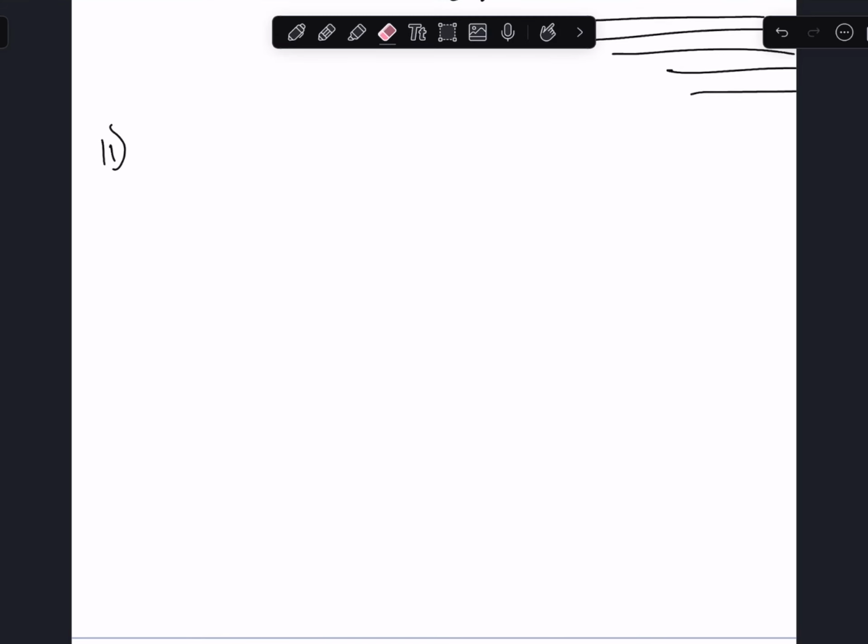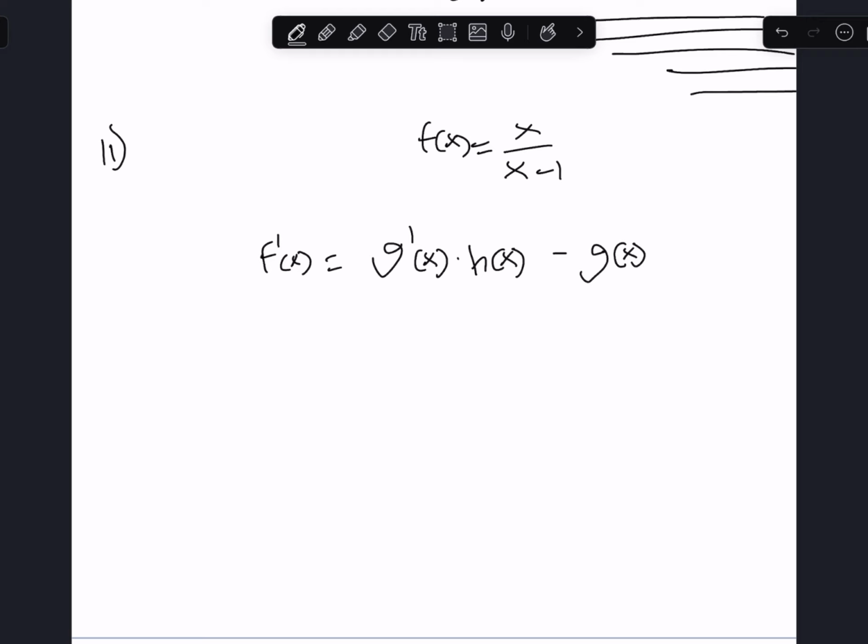Now we are on question 11. Question 11 is asking us to find the second derivative of f of x equals x over x minus 1. To find this, we're going to have to use the quotient rule. And the quotient rule states that f prime of x equals g prime x times h of x minus, and that's where it differs from the product rule, g of x times h prime of x, over h of x squared.